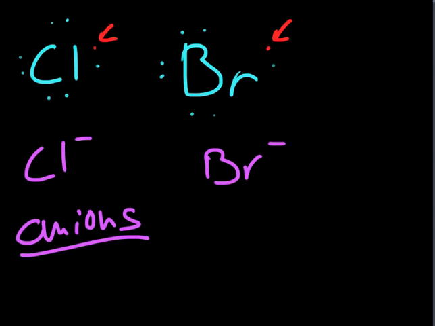I forgot to mention that anions are not exclusively only for elements. They could also be compounds. A popular one we should all see is OH minus. These are also known as anions, and as you see, they're not one element. They're actually a molecule.